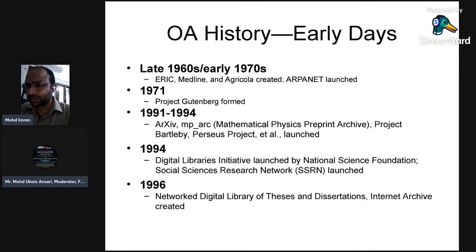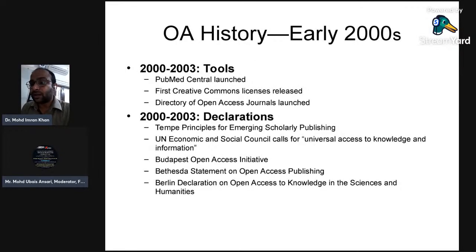If we look at the history, it started in the late 1960s or 1970s. Eric and Medin and Agricola created ARPANET. They launched it for that open access movement. These are all the movements. You can see 1994, the Social Science Research Network launched, wherein you can publish your work. Then we have 1996 Network Digital Library of Thesis and Dissertations, Internet Archives. All these things are created to make your work more accessible.